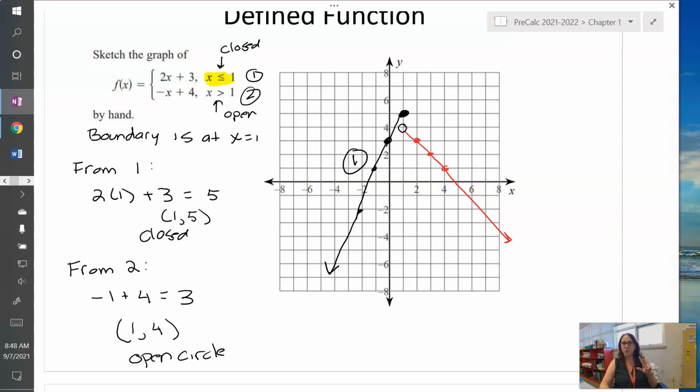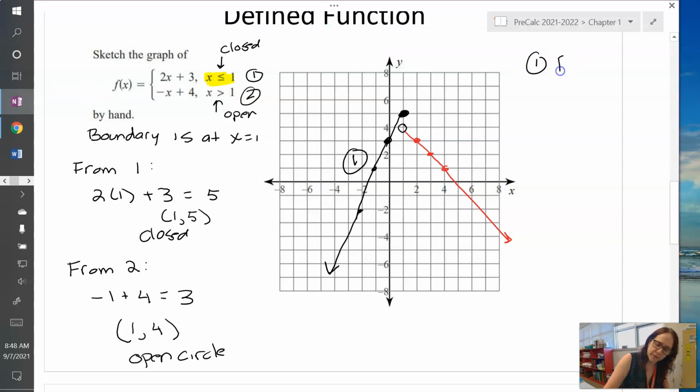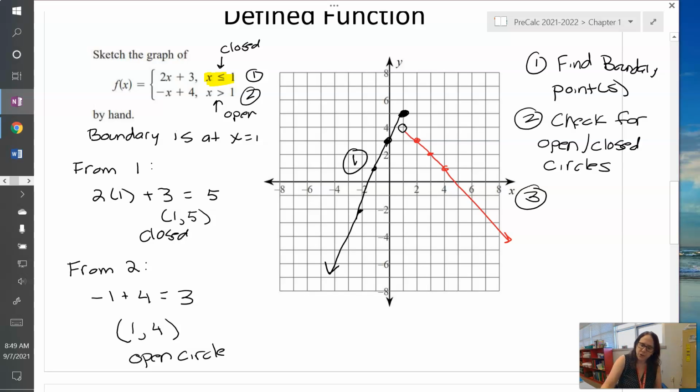So that's how I graph the piecewise function. Just find your boundary point. In this case, there was more than one. Check for open and closed circles. And then graph each section.